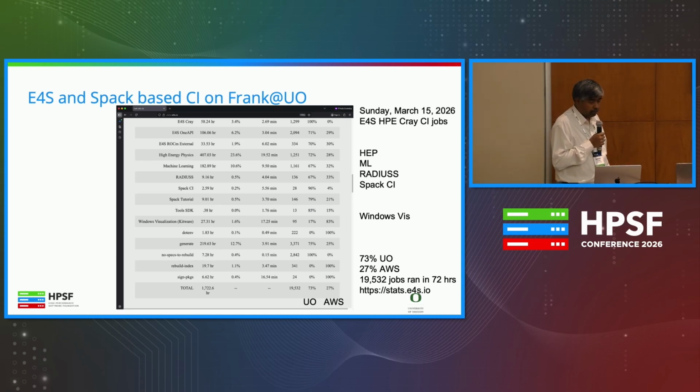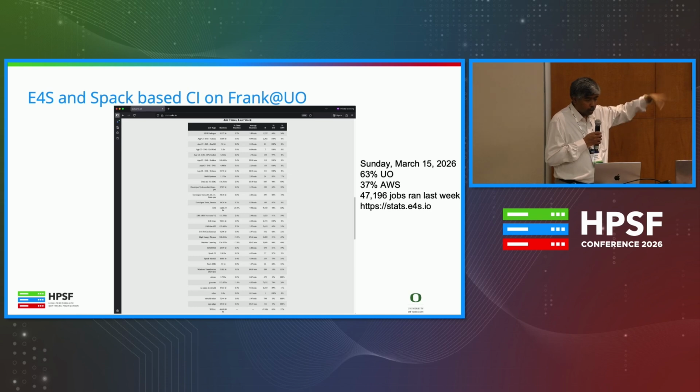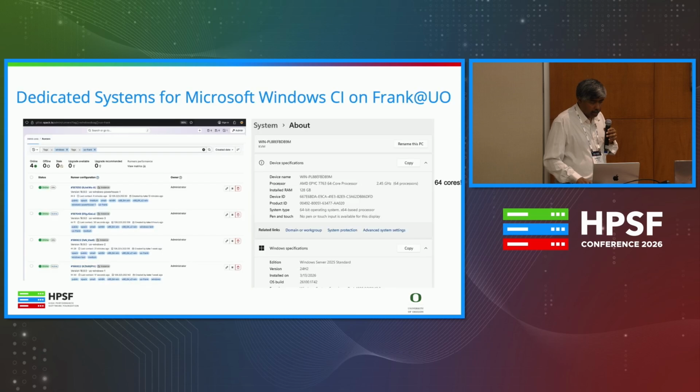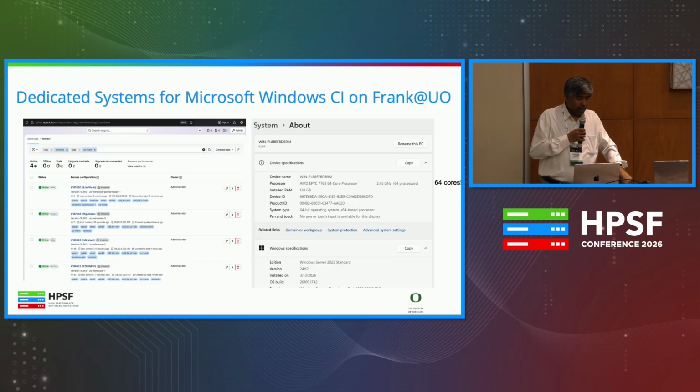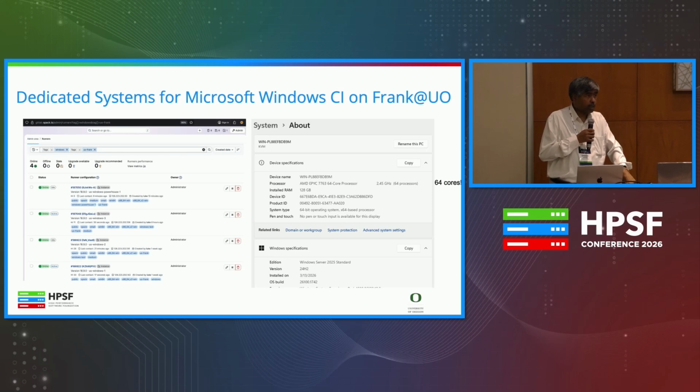There's high energy physics, machine learning, Radius, Spack CI, and now we are ramping up Windows and visualization jobs, with 73% on UO. And this is over a whole week. You can see it's about 63% UO, 37% on AWS. They ran over 47,000 jobs. And I'm happy to report that we have a whole set of servers now for Microsoft Windows CI.